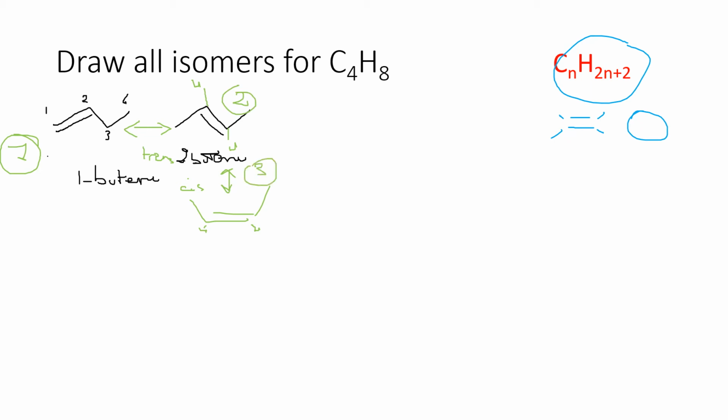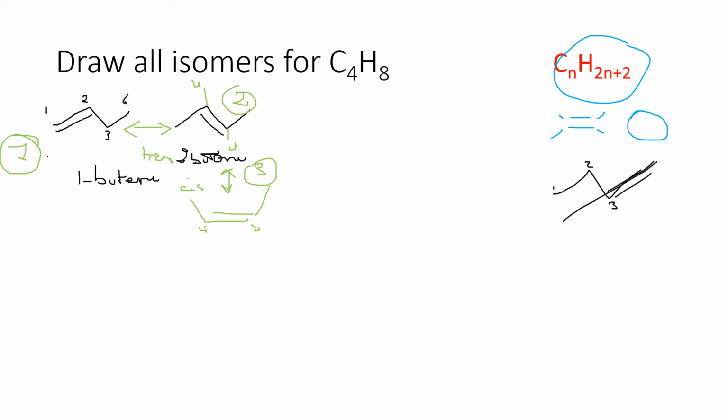I can really put the double bond in position 3. That would be 1. So I have my butane, right? 1, 2, 3. So that would be this. This is identical to the first structure that I wrote, just flipped. So this is not anything different.